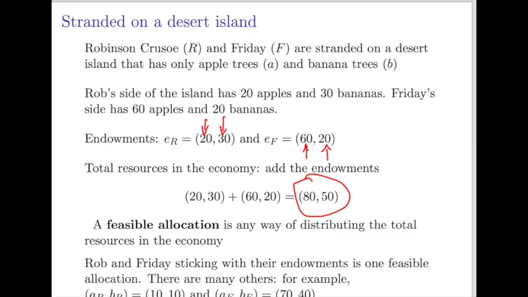But there are lots of other feasible allocations as well. For example, Rob could consume 10 apples and 10 bananas, and Friday could consume all that remains. So if we give 10 apples and 10 bananas to Rob, then since we have 80 apples and 50 bananas total, there's 70 apples left, and we give that to Friday, and there's 40 bananas left, and we give that to Friday. And so we've got these two bundles. We call these bundles, by the way. So we've got a bundle of 10-10 for Rob and 70-40 for Friday. Those add up to the total amount of resources in this economy, and so that's a feasible allocation.